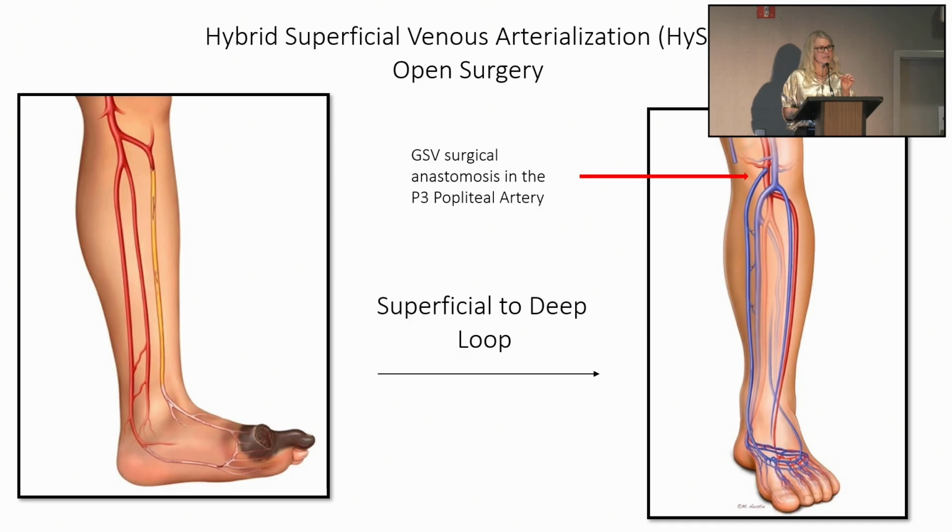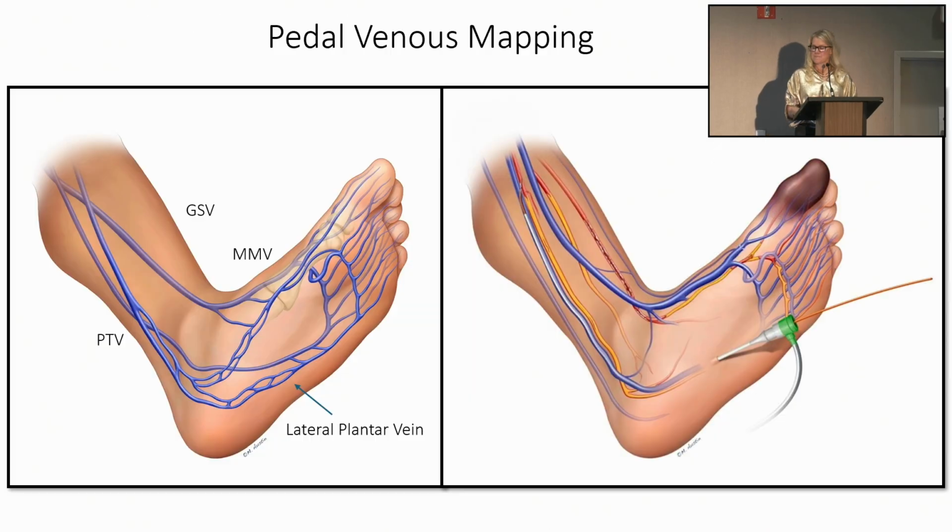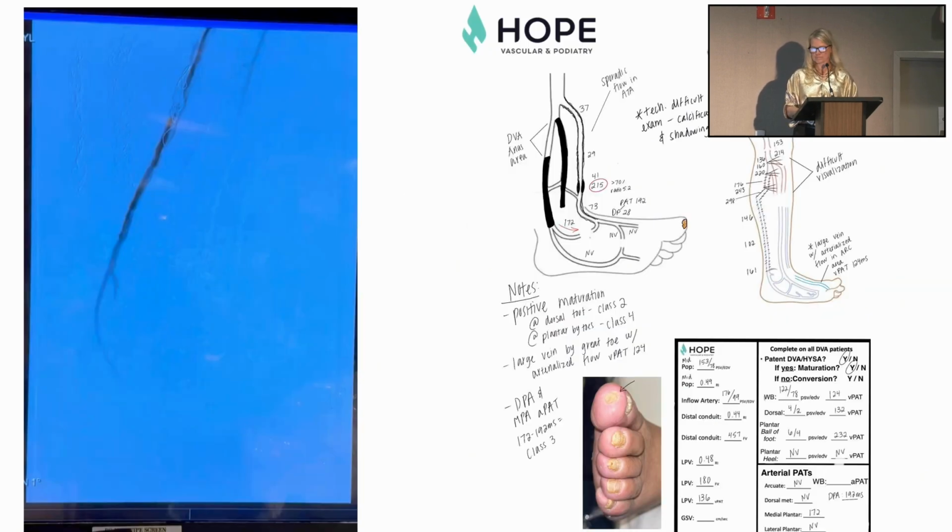saphenous vein to the P3 segment of the popliteal artery, and we're going to lyse the valves in the great saphenous vein from the medial marginal vein of the foot. So again, when you recognize a disease pattern like this, it is very simple and easy to look at the lateral plantar vein and the posterior tibial veins, because this is going to be the new conduit, because Dr. LeSar is going to put a sheath in that lateral plantar vein to do this procedure. So it's really important that we understand the health and the diameter of the pedal venous system.